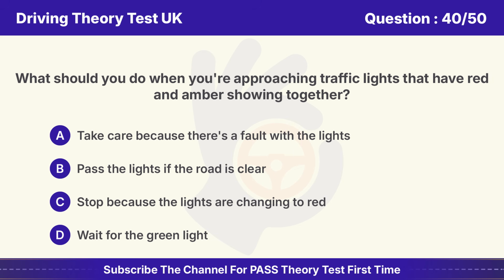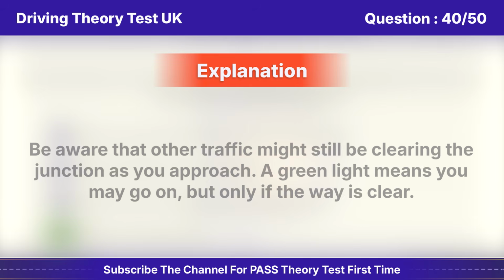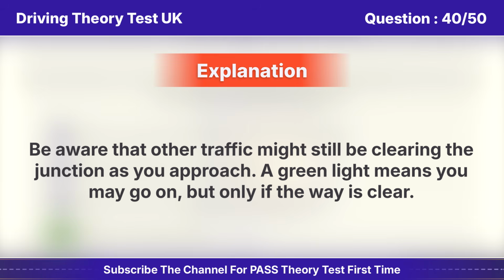Question 40. What should you do when you're approaching traffic lights that have red and amber showing together? Answer is D. Wait for the green light. Be aware that other traffic might still be clearing the junction as you approach. A green light means you may go on, but only if the way is clear.